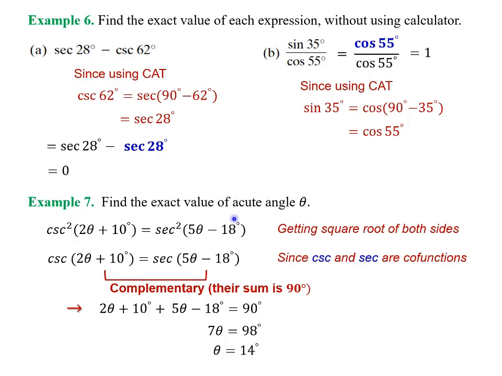And look, we need to find the exact value of the acute angle theta. 14 degrees is acute. Because if the angle is not acute, you cannot use the CAT. Remember, if the two angles are complementary, both of them are acute angles. And take note, do not forget to put the degree unit here, because without the degree, that is incorrect and you will have deductions for that. Without a degree, it means this 14 is 14 radians, not 14 degrees. Okay, so remember that.